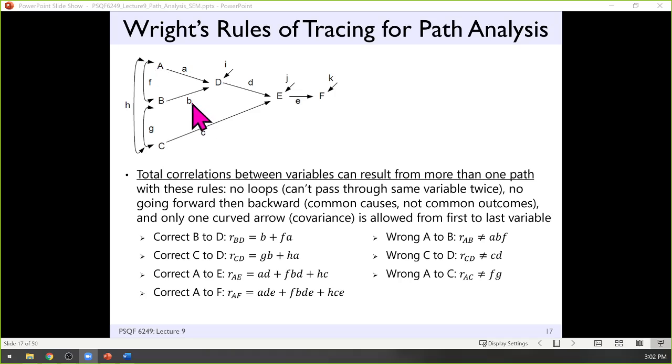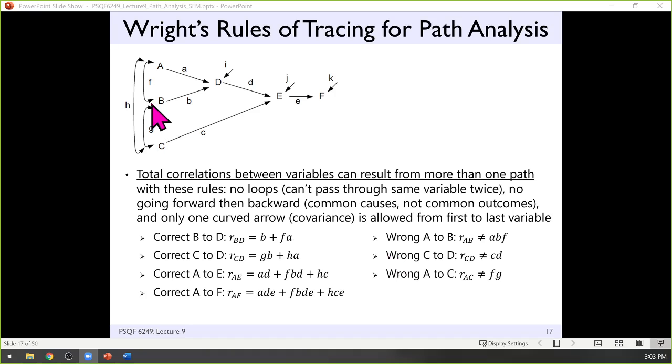So the lowercase b that's labeling that path is conveying the unique effect of B in predicting D. But there's another effect that is implied by A. So the total effect is the sum of these two unique effects.